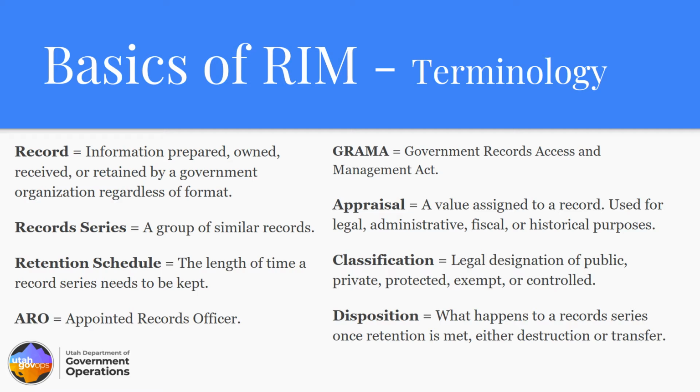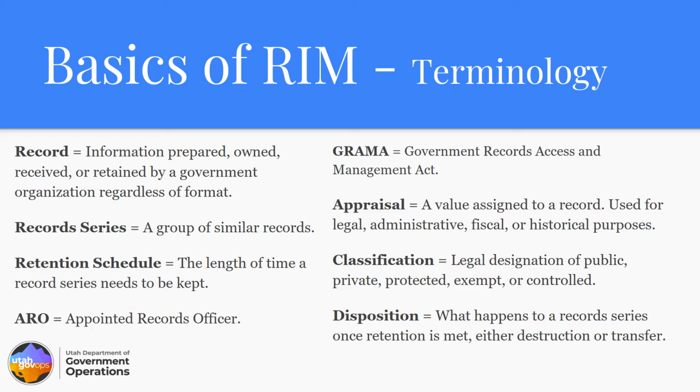So let's get started with some basic RIM terminology. First off, what is a record? A record is information prepared, owned, received, or retained by a government organization, regardless of format. A record series is a group of similar records. A retention schedule is the length of time a record series needs to be kept. An ARO is the Appointed Records Officer. GRAMA stands for Government Records Access and Management Act.